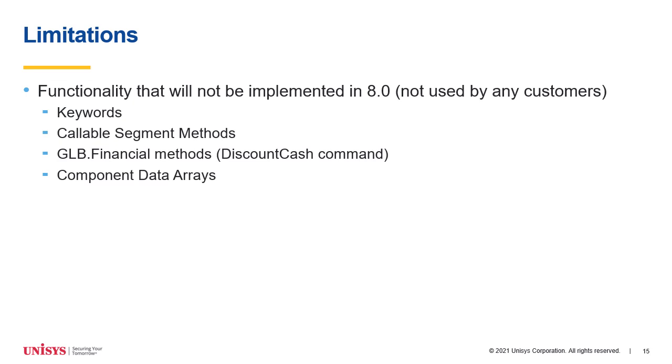And we made sure that we prioritized the features that they used. Now, as it's turned out, there are a handful of features which didn't get implemented. And these are all features that are not used by any of our known customers. And some examples are listed here: keywords, callable segment methods, the glb.financial methods, or what is the discount cash command in EAE, and component data arrays.